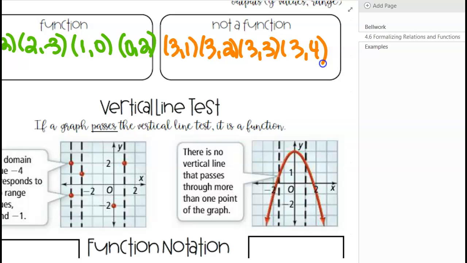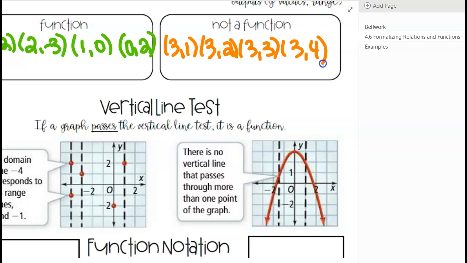That would not be a function because what's happening here is some rule says, okay, if you plug in 3, you get 1. But then the next time I plug in 3, I get 2. And then the next time I plug in 3, I get 3. And then the last time I plug in 3, I get 4. This is taking 3 into the birthday function and saying 3 has 4 different birthdays. You cannot have 4 different birthdays.